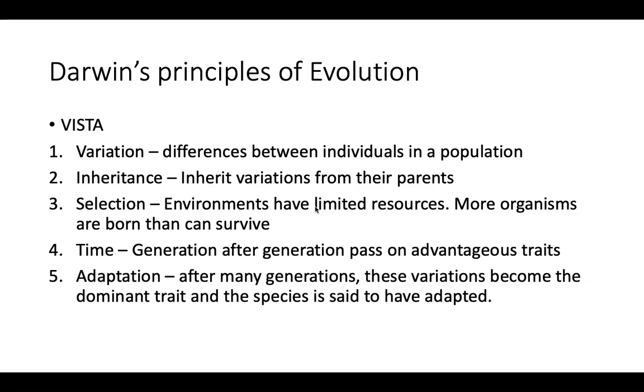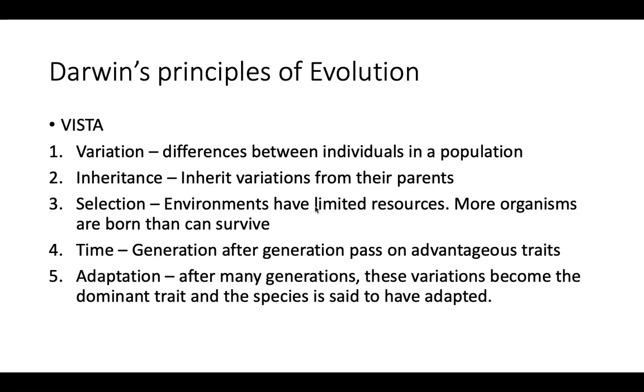Now, Darwin's principles of evolution are really important to get your head around and understand. And a little trick to try and remember it is to remember the word VISTA, where each of those letters relates to a different principle of evolution. So the first one is variation. So variation is the idea there's differences between individuals in a population. These might be differences in size, these might be differences in colour, there might be differences in beak size and beak strength as different examples.